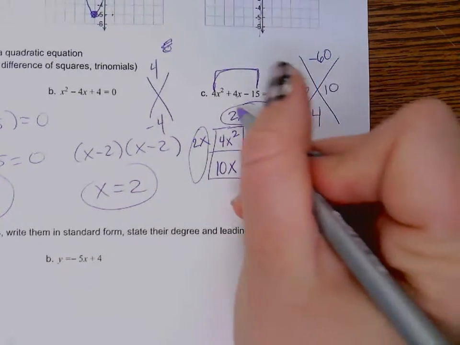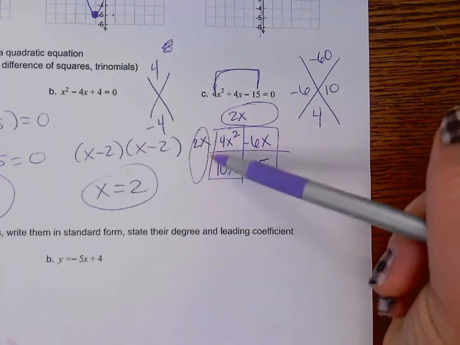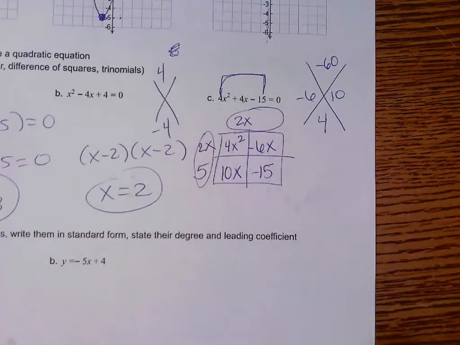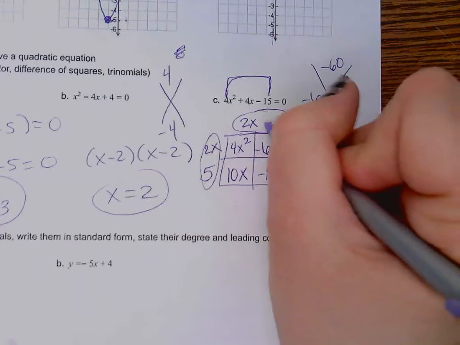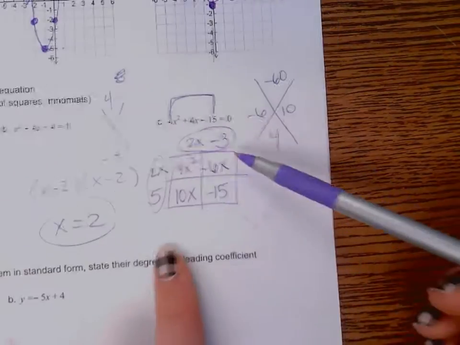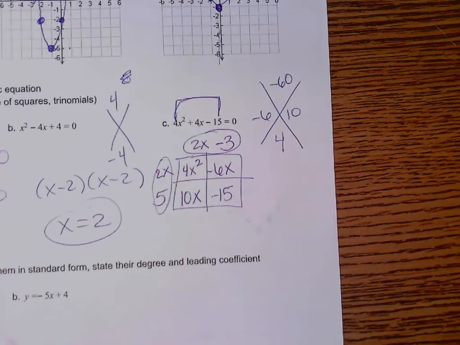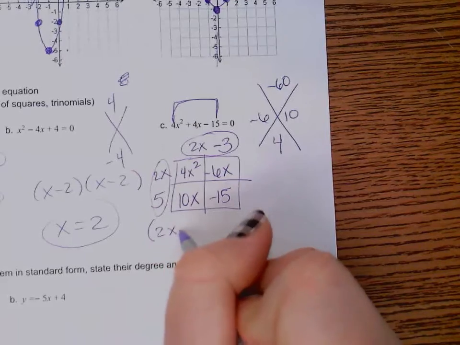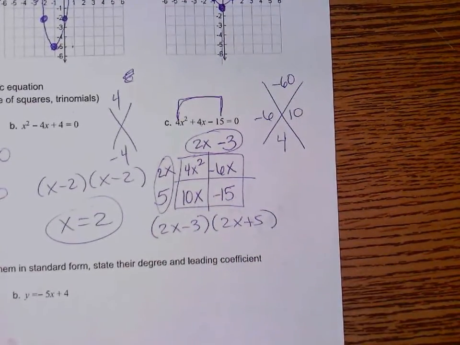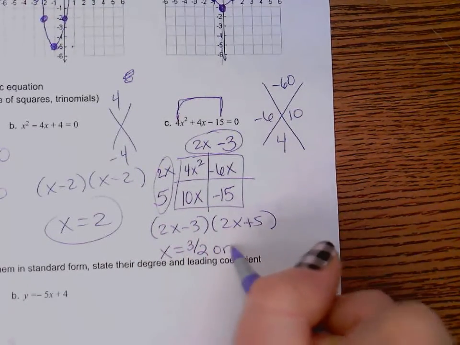So 2x is the length, so 5 has to be the width because 2x times 5 is 10x. So this is a 5. And then 2x times -3 is what gets you the -6x. And then double check that this last product makes sense. 5 times -3 is -15. So your factors are 2x minus 3, 2x plus 5. So your solutions would be 3/2 and -5/2.